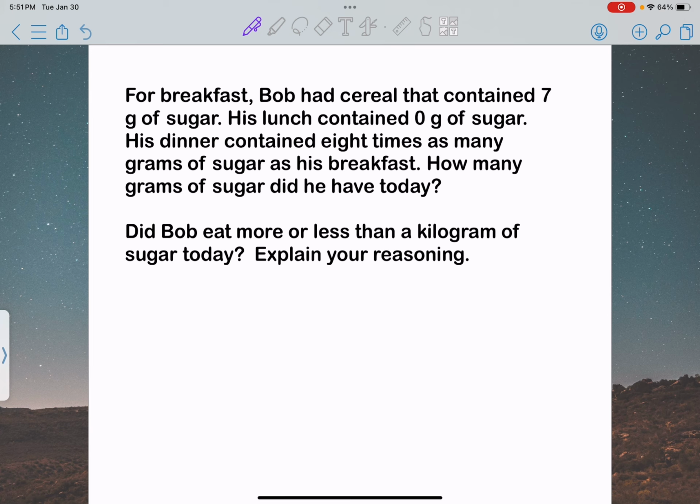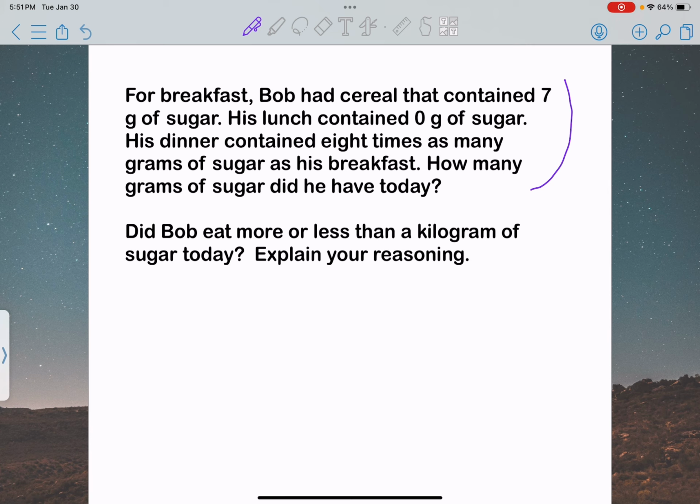For breakfast, Bob had cereal that contained 7 grams of sugar. His lunch contained 0 grams of sugar. His dinner contained 8 times as many grams of sugar as his breakfast. How many grams of sugar did he have today? So this is the first question. So I'm going to stop there, and after we solve this one, then we'll read our second question.